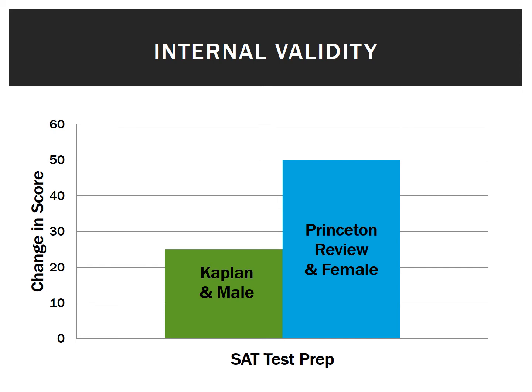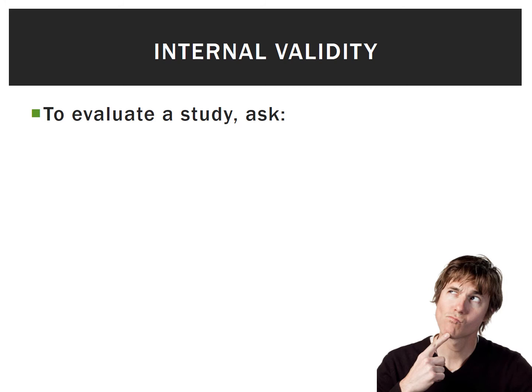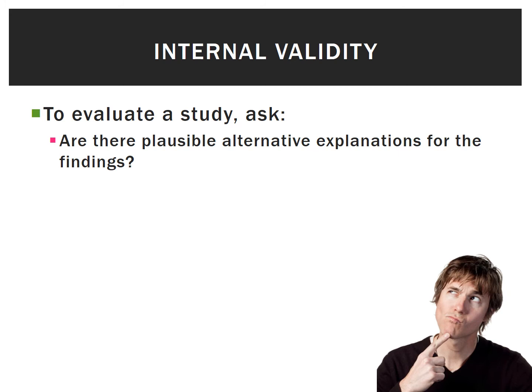So that means that I can't actually tell which type of test prep is better, because it could be gender that's producing my effects instead. So this calls into question your ability to make causal claims, which again, of course, is the whole point of doing an experiment in the first place. All right, so if you're going to evaluate a study in terms of internal validity, you really need to ask, are there plausible alternative explanations for the findings? So are there variables other than the IV that could have produced those changes in the DV?